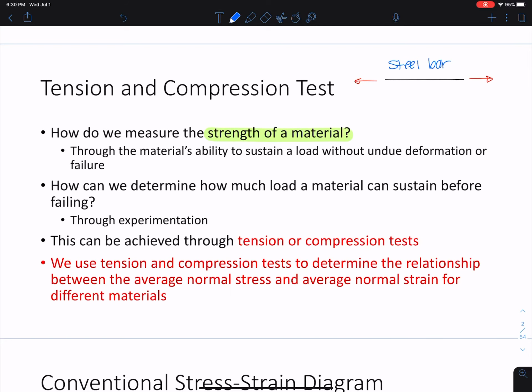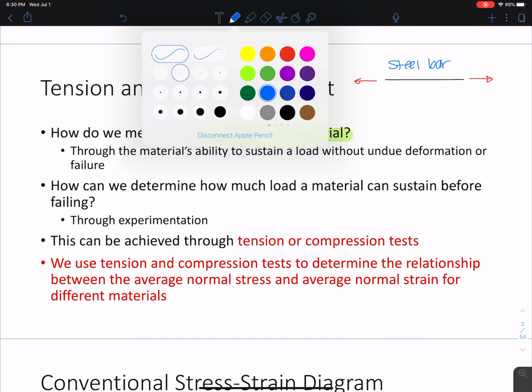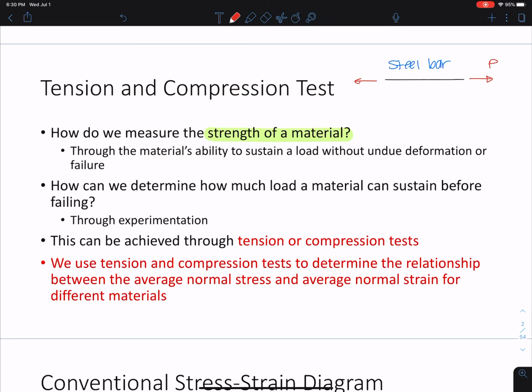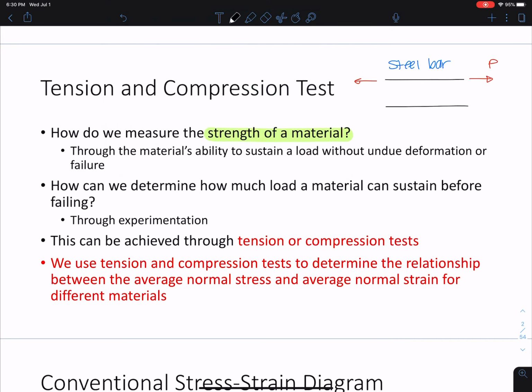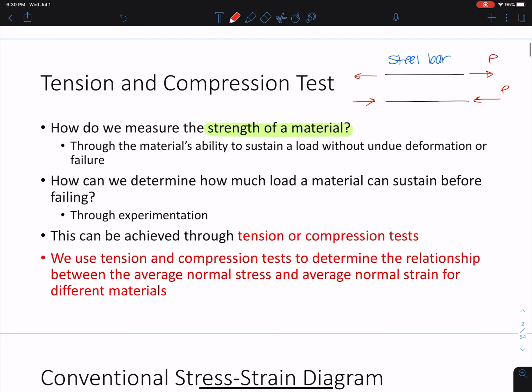We would apply tension at some force P, and we keep increasing P until we determine what the ultimate strength of this material is. We record that, and this is a lab test that we would do. When you get to take this lab, hopefully in person, you'll get to see this kind of test. The other test is exactly the way it sounds, where we apply some compression to this bar, and we see how much this bar can handle in compression. We do this through experimentation.